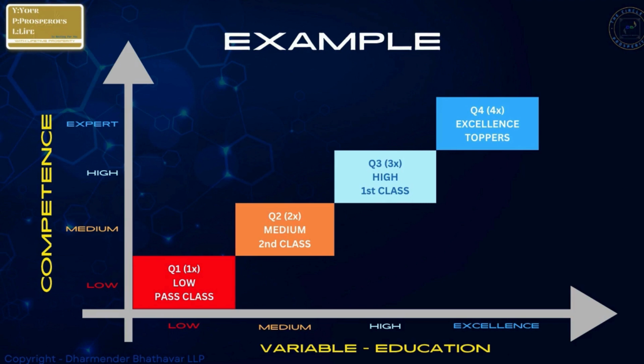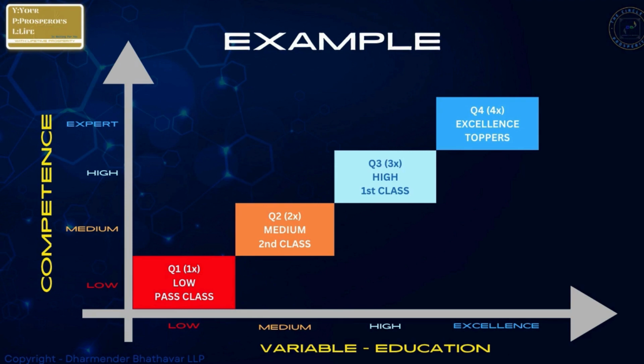Now if your competency is at the expert level and you have achieved excellence in your education, then you will be placed in quadrant 4, that is your growth is around 4x. And here only the toppers are going to place themselves. Now with this you can clearly understand where exactly your current position is and where exactly your desired position is.